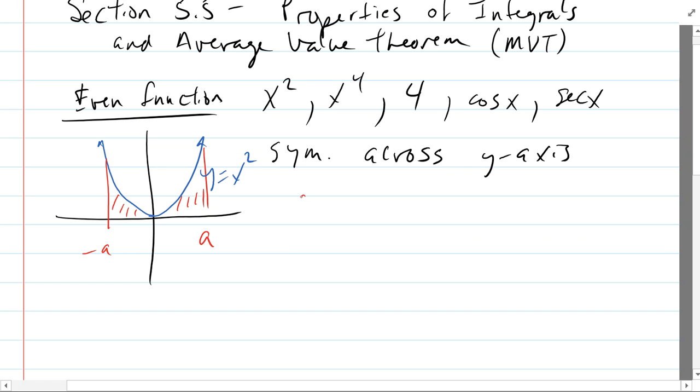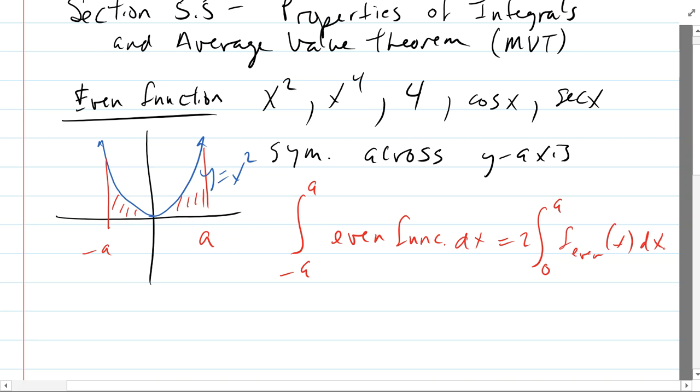And it means that the integral from negative a to a of an even function f(x) dx is equal to the integral from 0 to a, double it, of f(x) dx. Right? If it's an even function, I can go from 0 to a and double it.